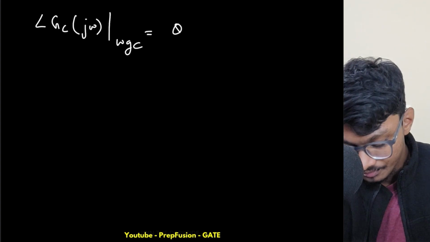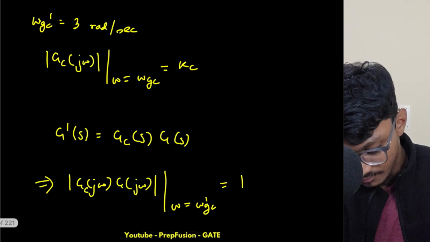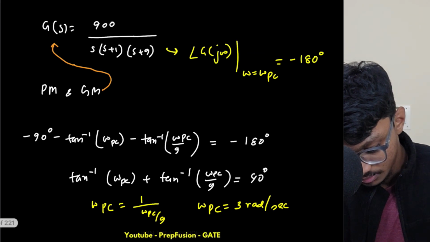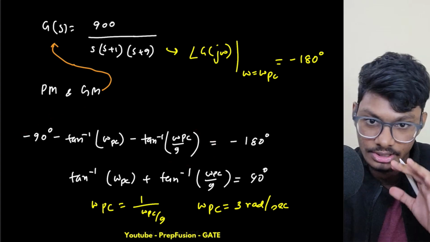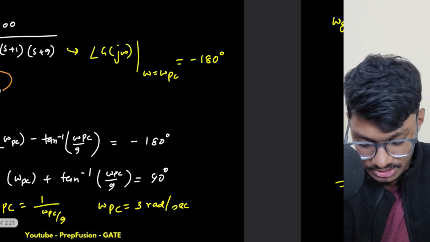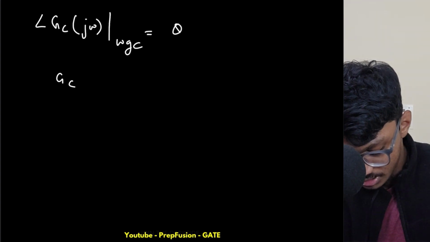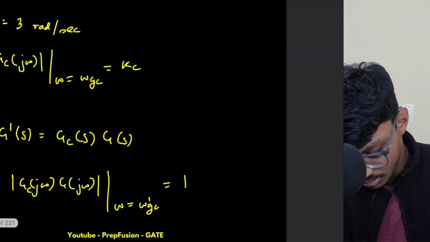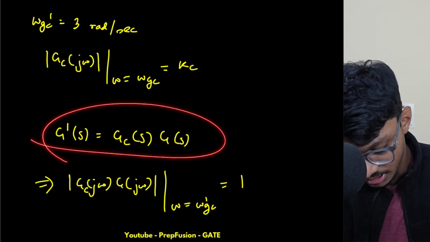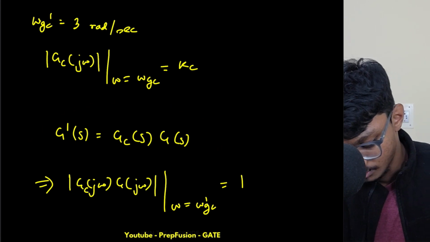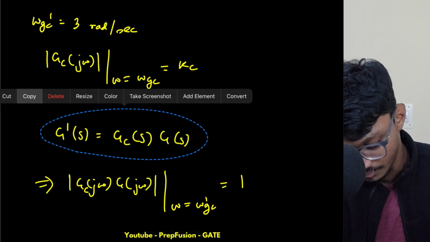Now let me write the angle formula. The angle formula will be this only, with just another angle added, plus Gc, because what will be my overall transfer function? The overall transfer function will be Gc like this, right? G dash of s equals Gc of s into G of s.